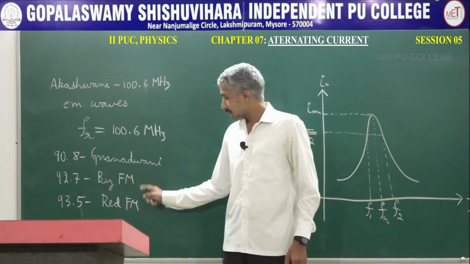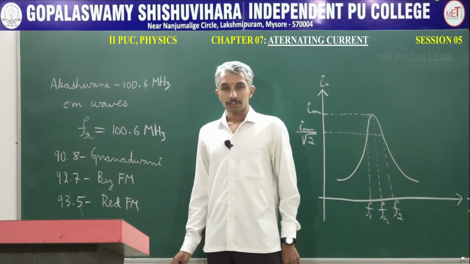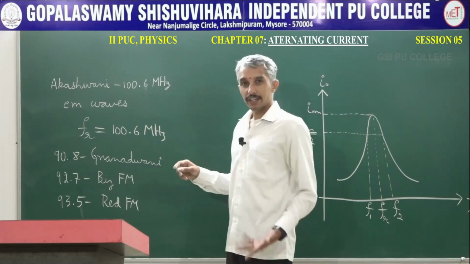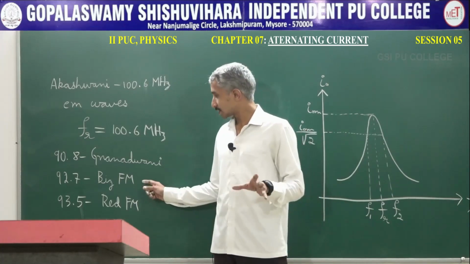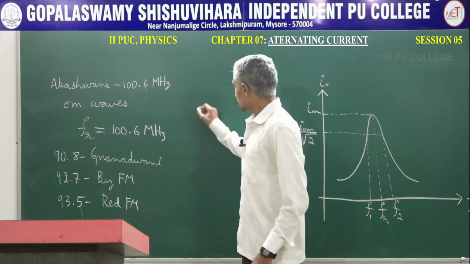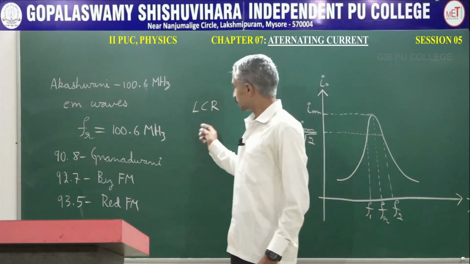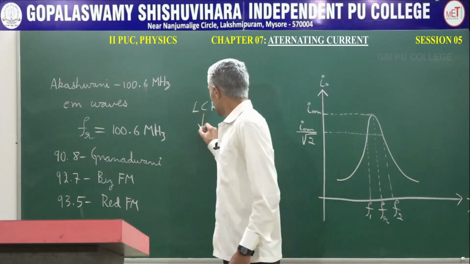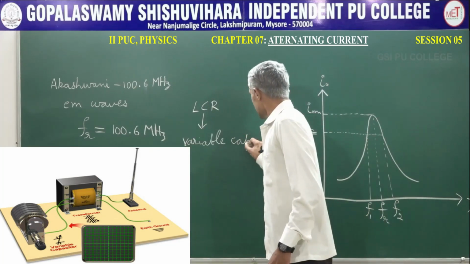So these channels are broadcast at different frequencies. Now if I have designed an LCR circuit for Akashvani, then I cannot receive Jnanadhvani, neither can I receive Big FM nor Red FM. So I want one LCR circuit which can receive all these channels. So what will I do? I will have an FM receiver with a variable capacitor.